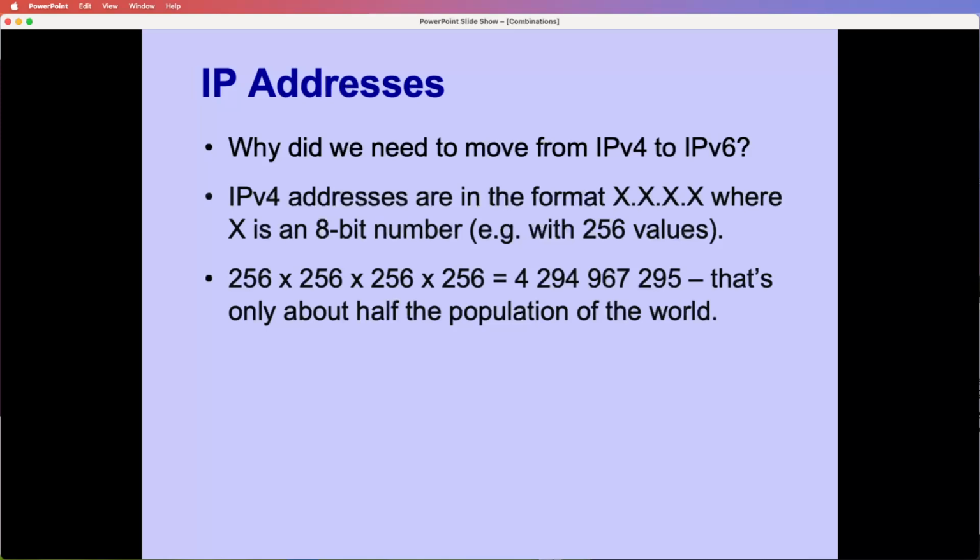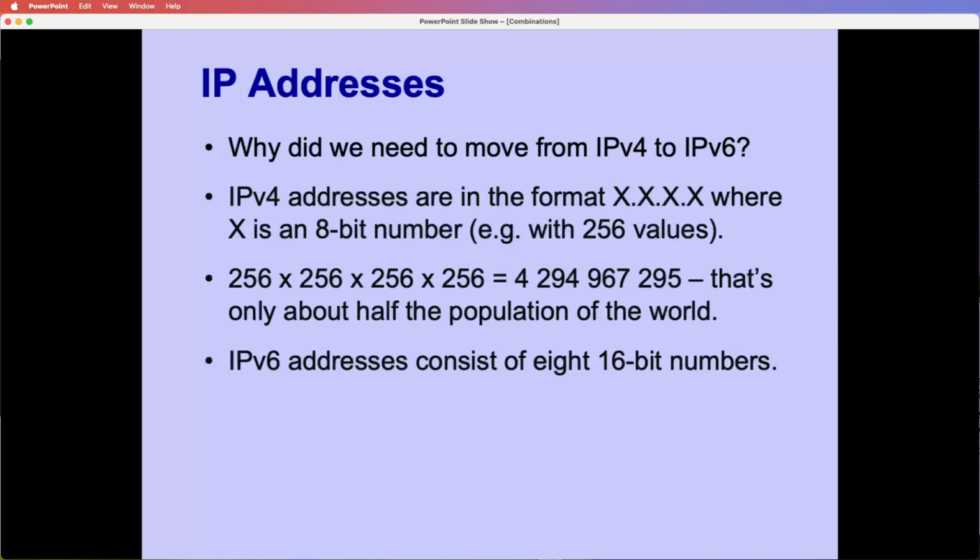But if you think about the devices that you have, you'll have multiple devices and multiple locations that you use those. So your first thought might be, well, maybe only half the population's got a computer. Children mightn't necessarily have one, people in remote locations, etc. But actually, we might need multiple IP addresses each. So we switched to IP version 6, which is 8 16-bit numbers.